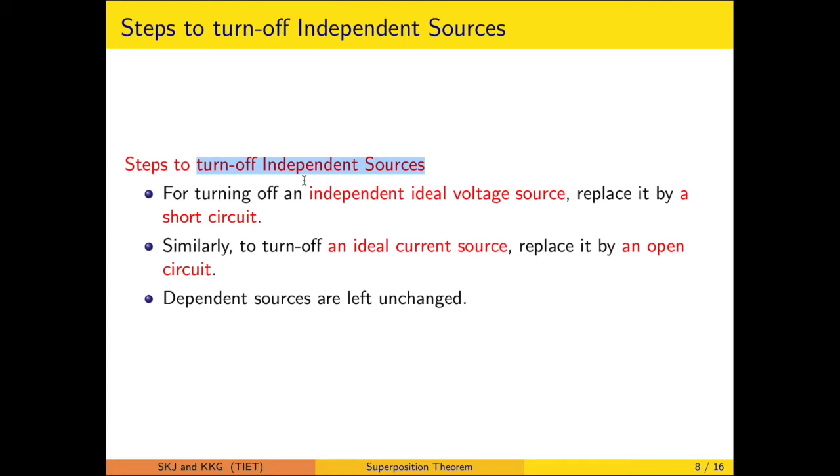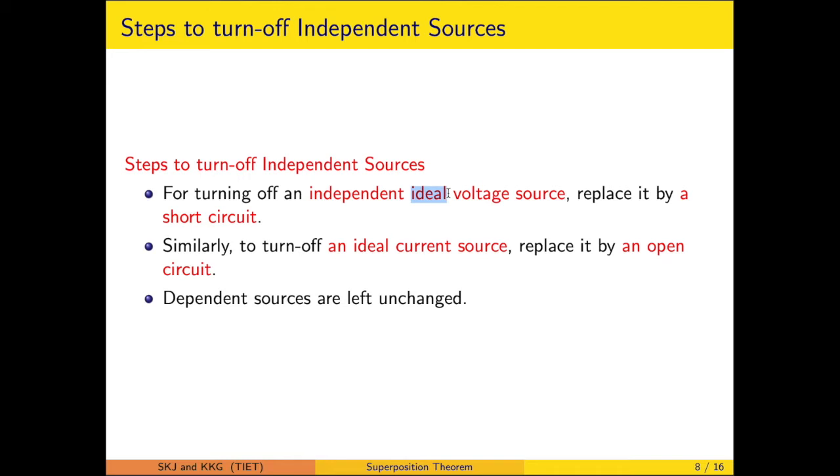So here the question is independent ideal voltage source. Please be mindful regarding the terminology. This particular source is independent, so it is not a controlled source. Second, the ideal. Ideal means it does not have any internal resistance. If that is the situation, we replace it by a short circuit.